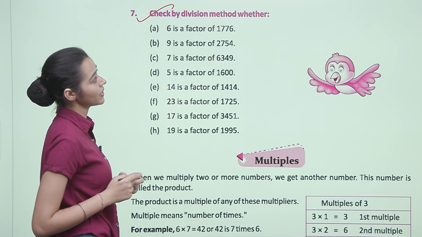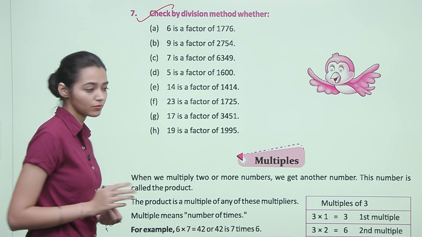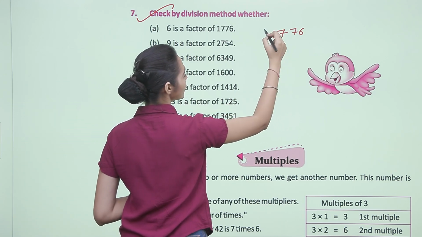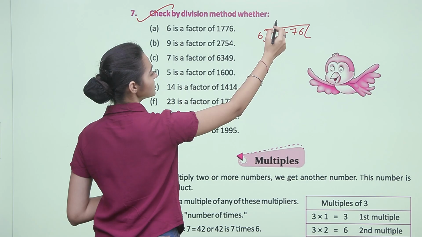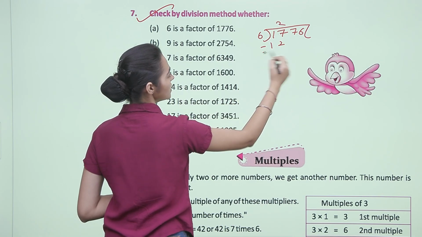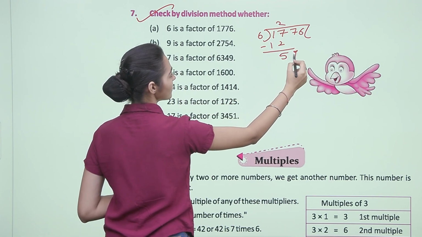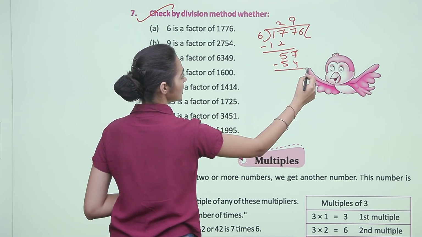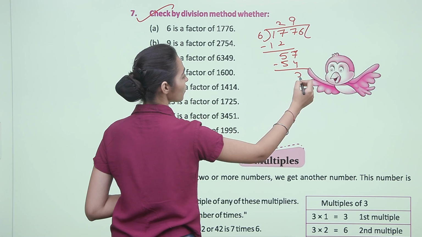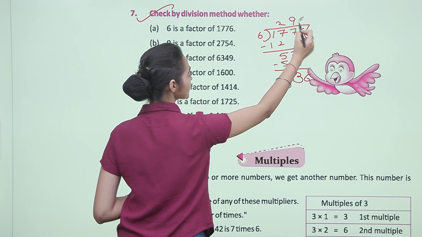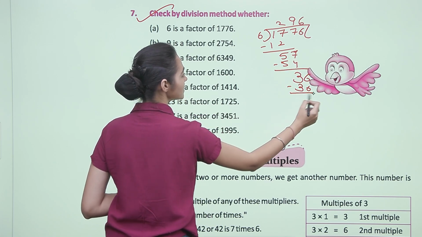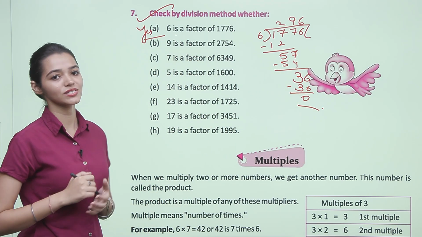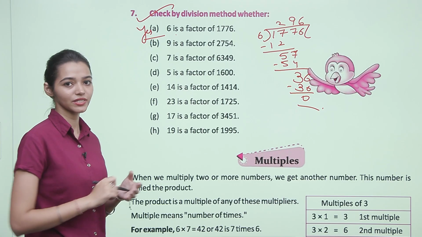In the next one we have to check by division whether this number is a factor of that number or not. So when we divide 1776 by 6, 6 twos are 12, 17 minus 12 is 5, bring down 7 to get 57, 6 nines are 54, 57 minus 54 is 3, bring down 6 to get 36, and 6 sixes are 36. So yes, 6 is a factor of 1776. That's how you can complete the remaining part.